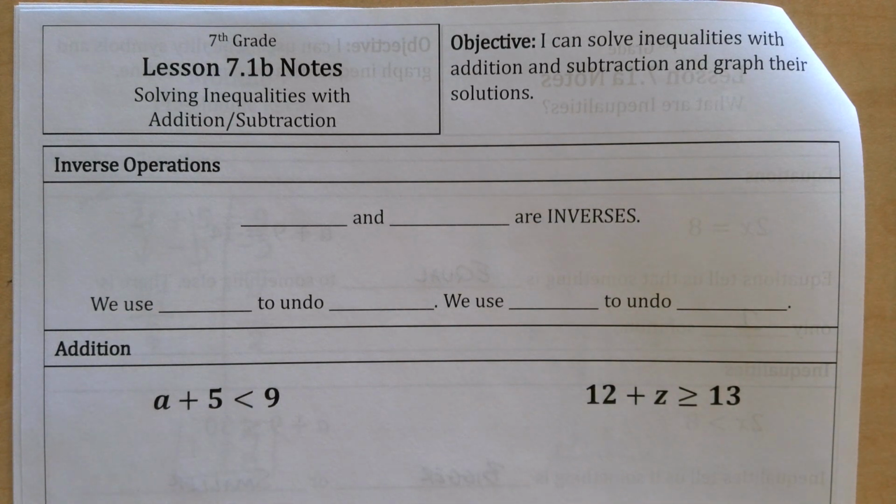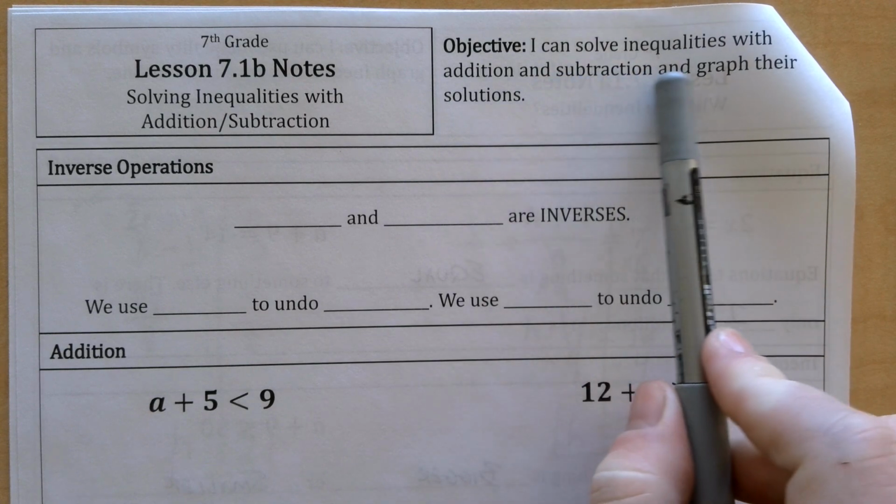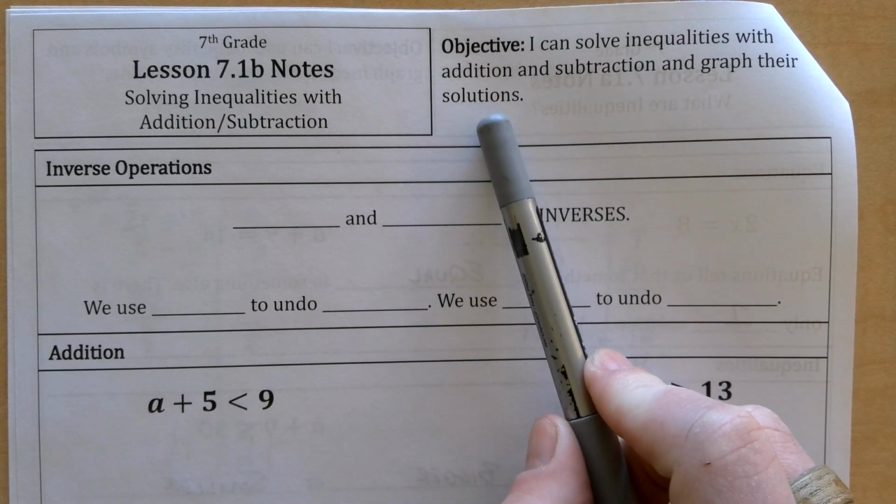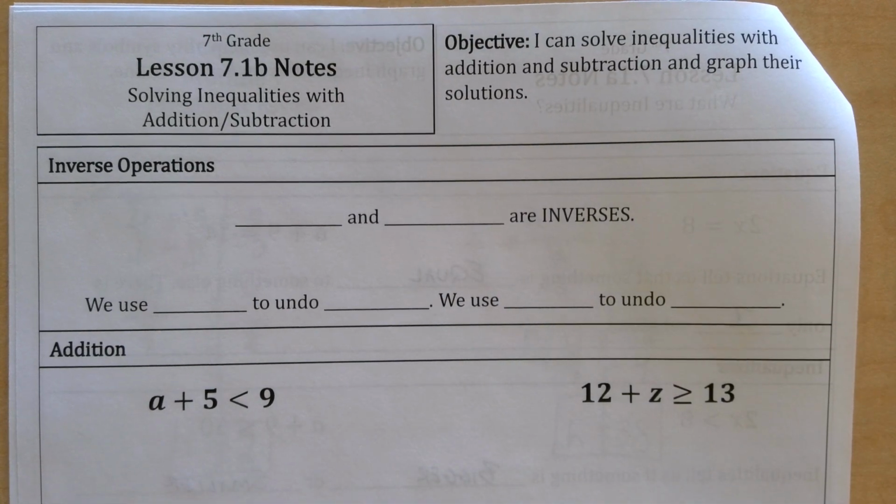All right, welcome to lesson 7.1b. We're going to talk about solving inequalities with addition and subtraction. So our objective is that I can solve inequalities with addition and subtraction and graph their solutions on a number line. Really quickly, we need to talk about inverse operations.